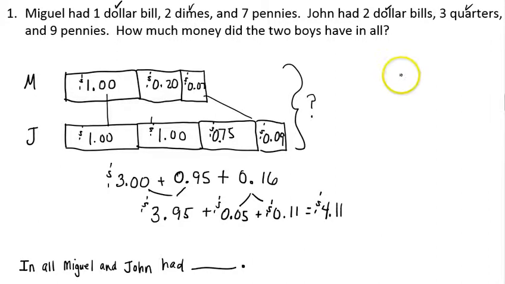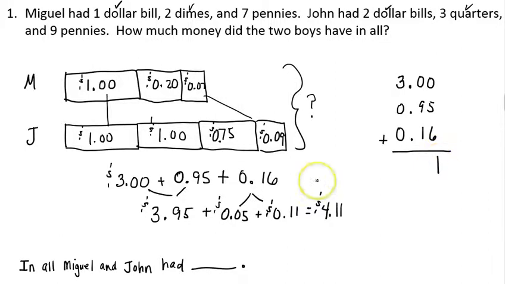I could also stack them in the standard algorithm form. So I have $3.95 and 16 cents. When I add my hundredths place first, 5 and 6 is 11. I'm going to carry my 1 at the bottom here. 9 plus 1 is 10, plus 1 more is 11. Carry the 1 there. 3 and 1 is 4. So I still come up with $4.11. So in all, Miguel and John had $4.11.